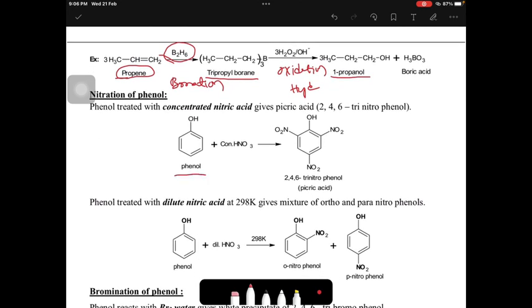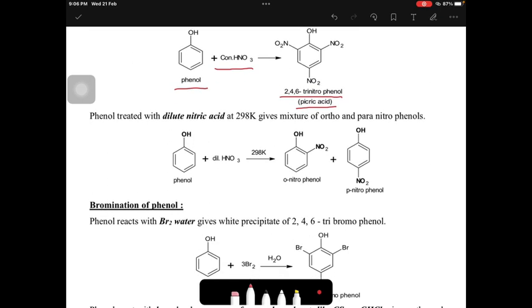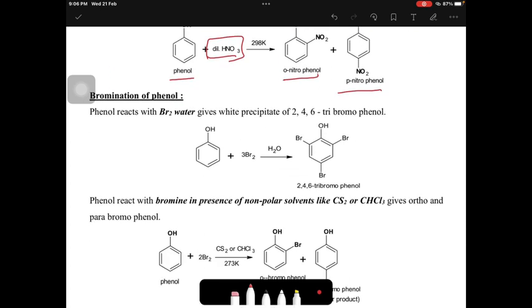Nitration of phenol. Phenol reacts with concentrated nitric acid to give picric acid, that is 2,4,6-trinitrophenol. When phenol is treated with dilute nitric acid at 298 kelvins, it gives a mixture of ortho and para nitrophenols. Concentrated means picric acid; dilute means ortho nitrophenol and para nitrophenol, two products.